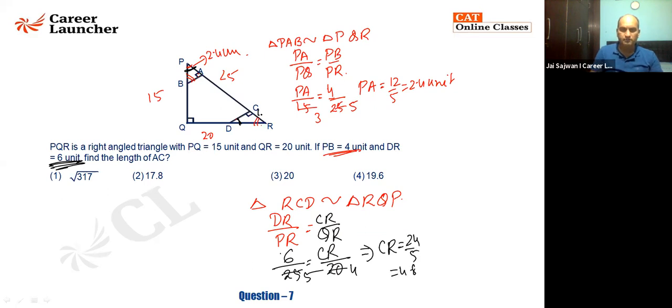4.8 will come here. Total is 25. You need to separate 2.4 and 4.8, which is 7.2, from 25. That is 17.8. Unit is your answer. That is option number.